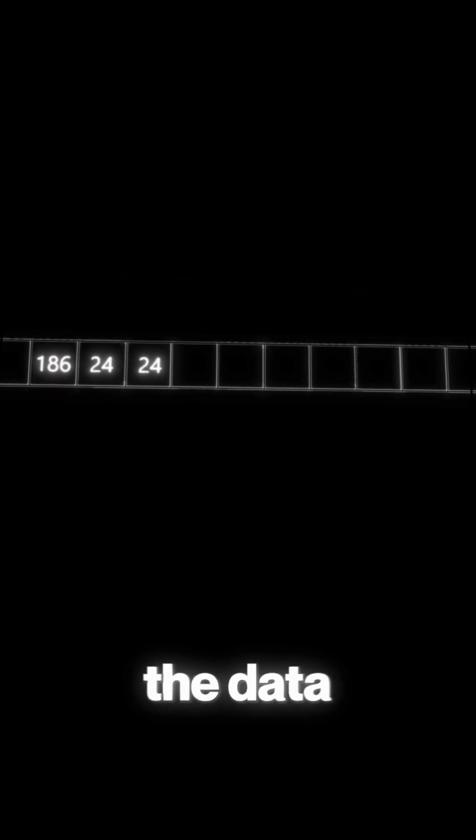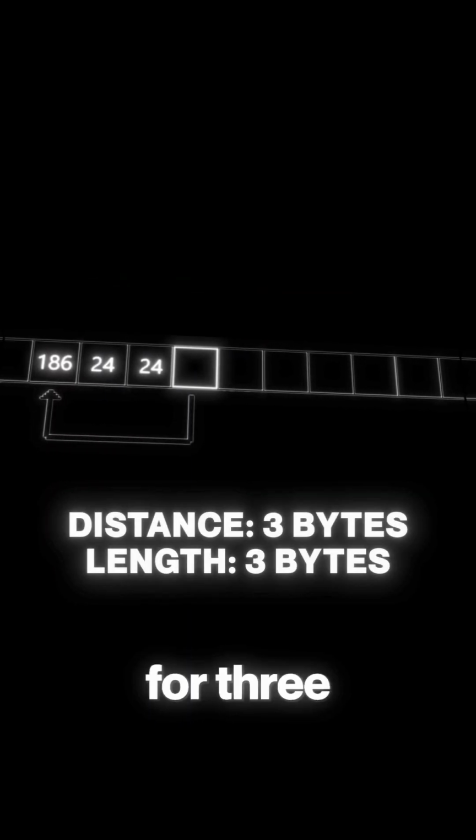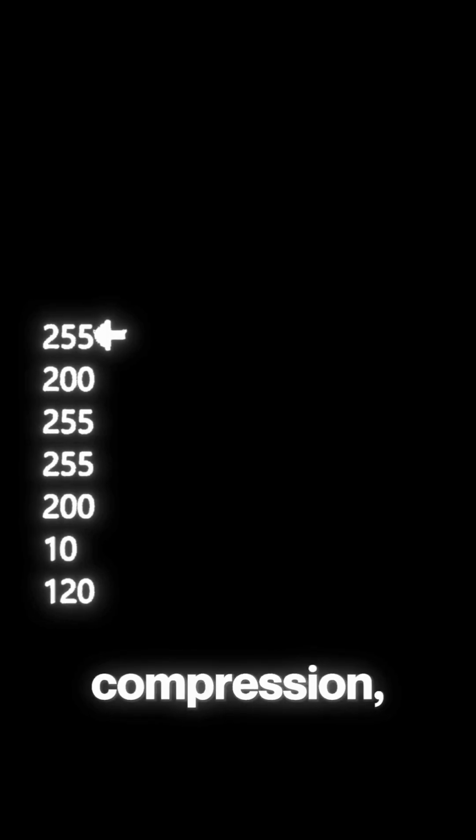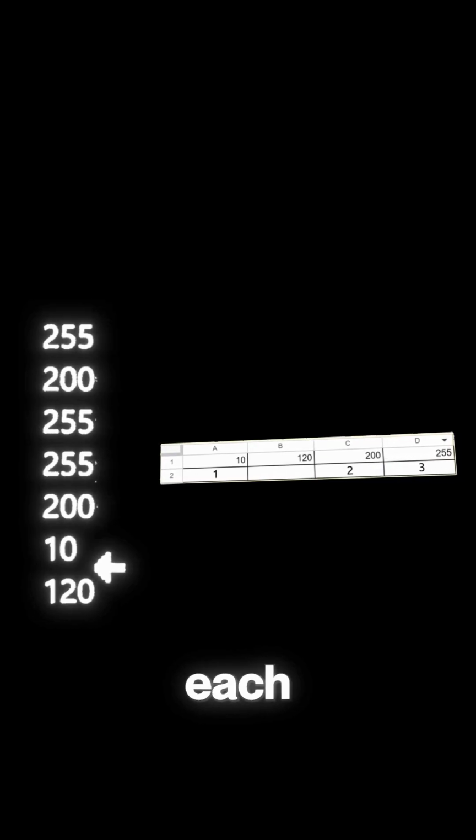This means when you get to this part of the data, you copy the data 3 bytes away and do it for 3 bytes long. The second part goes like this. We take the result of the first compression, then count up how many times each of the numbers occur. Then they are sorted from the most frequent to the least frequent.